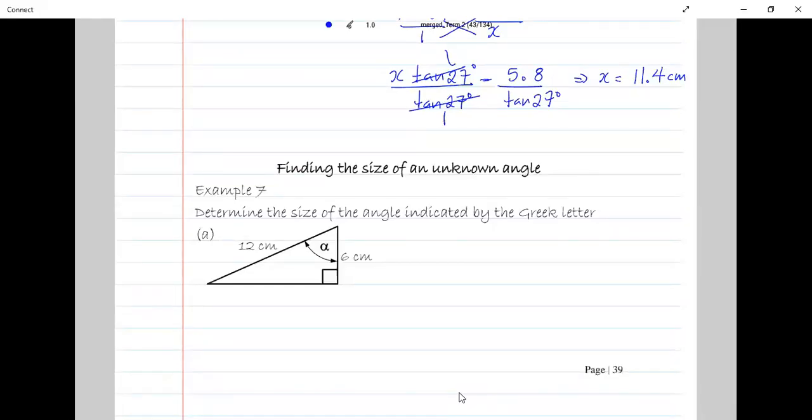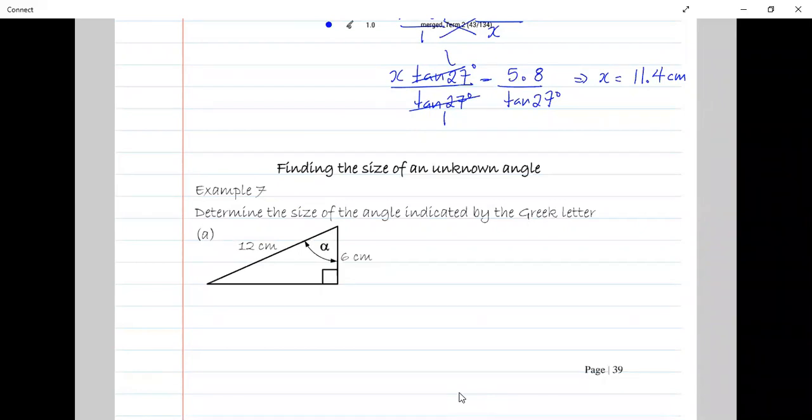All right, guys. So this brings us to the next section. In this section, we're going to learn how to use trig ratios to find the size of an unknown angle. When you start out, the start is a bit similar to what you were doing in the previous section, but then the end is going to be different.